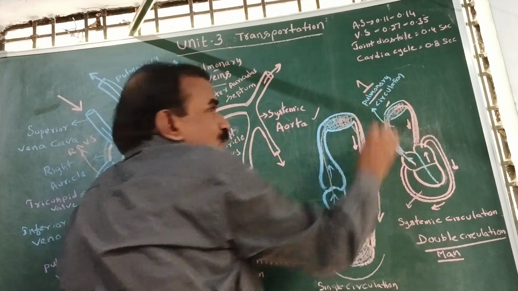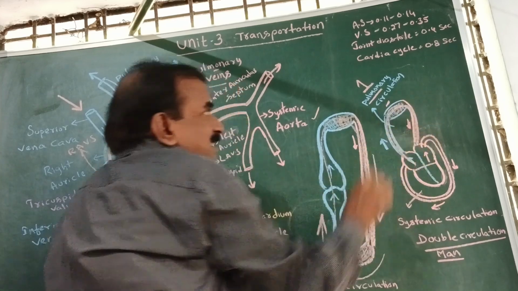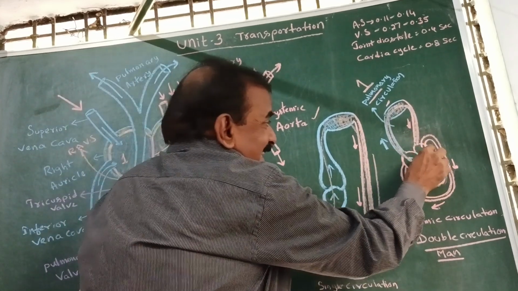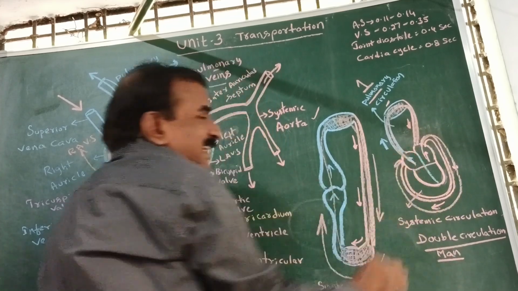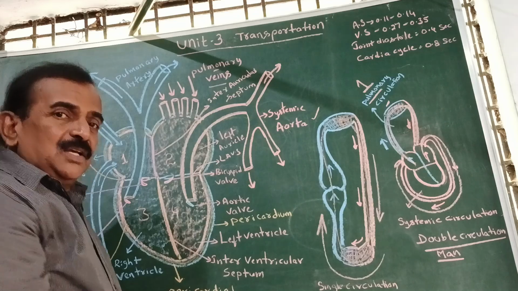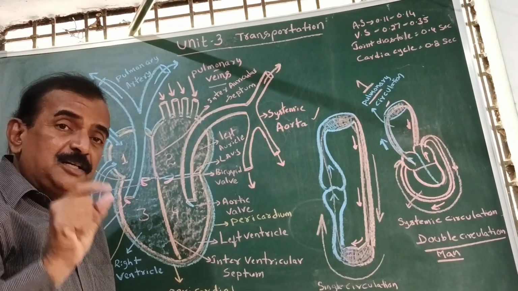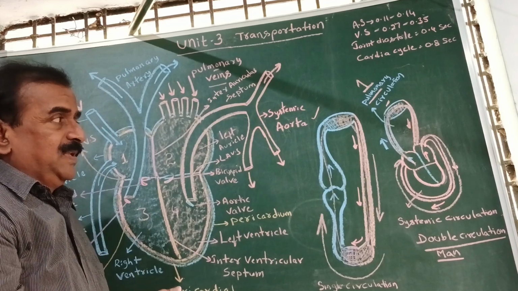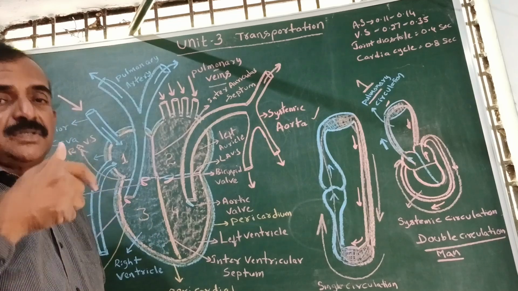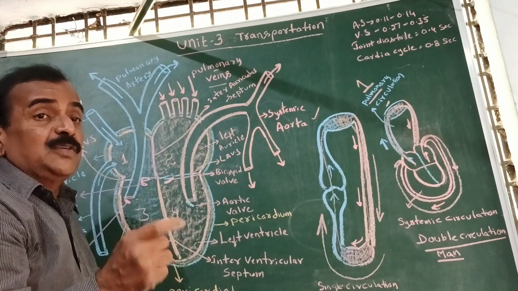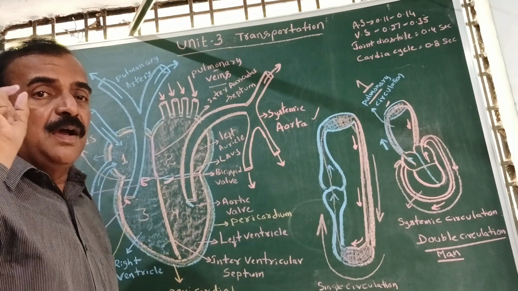So blood is circulated between the heart and lungs. This is called pulmonary circulation. The second time, heart to body parts, and again body parts to heart, that is the second circulation, called systemic circulation. So in mammals, blood is transported through the heart twice. That is the reason this heart is called a double circulation heart, and the heart which pumps blood to the lungs for purification is called the pulmonary heart.